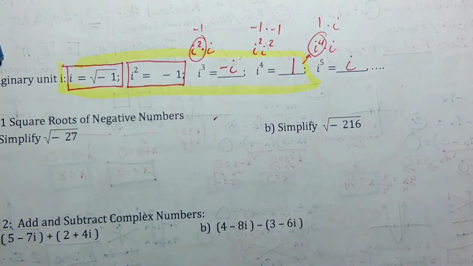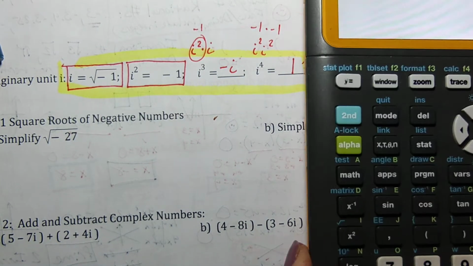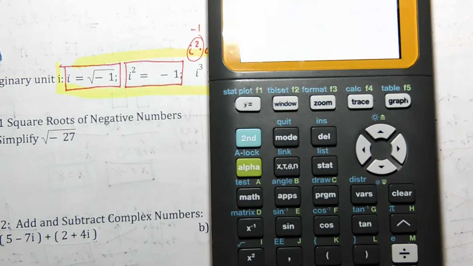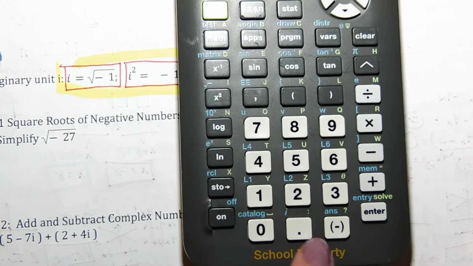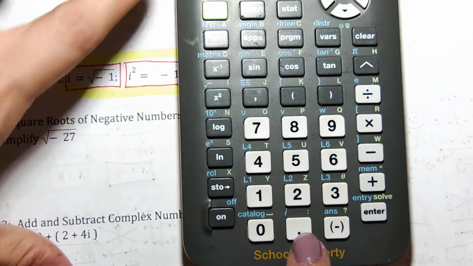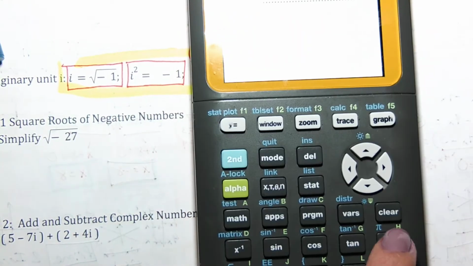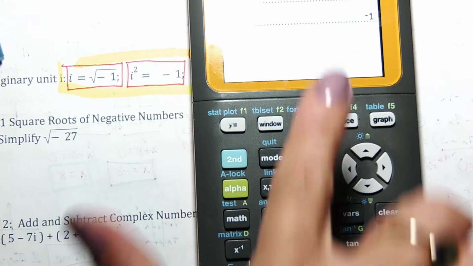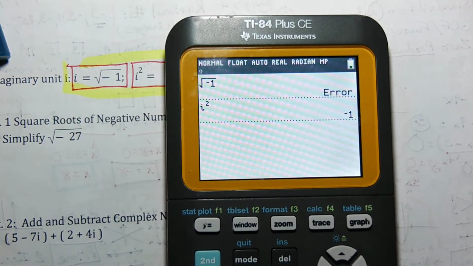Usually they throw at least one of these on the ACT, some i raised to some large power, but I want to show you that you can also figure this out on your calculator. You'll see that you have the imaginary unit down at the bottom. Your calculator is not going to work with the imaginary units, but it can help you figure out what i to some power is. So if I do second, decimal point for i, we can raise that to the power of 2, and my calculator will show me that it is equal to -1.